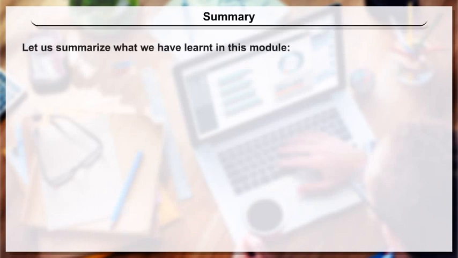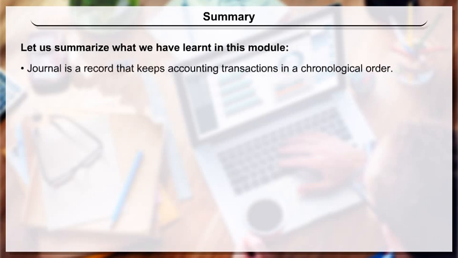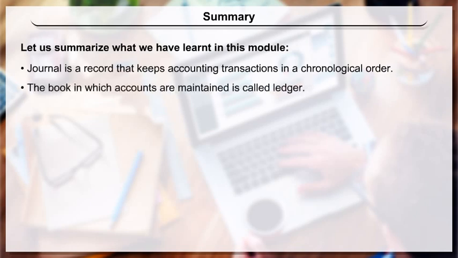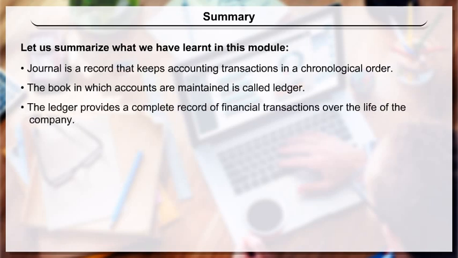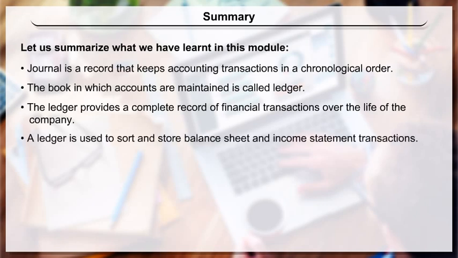Summary. Let us summarize what we have learned in this module. A journal is a record that keeps accounting transactions in chronological order. The book in which accounts are maintained is called a ledger. The ledger provides a complete record of financial transactions over the life of the company. A ledger is used to sort and store balance sheet and income statement transactions.